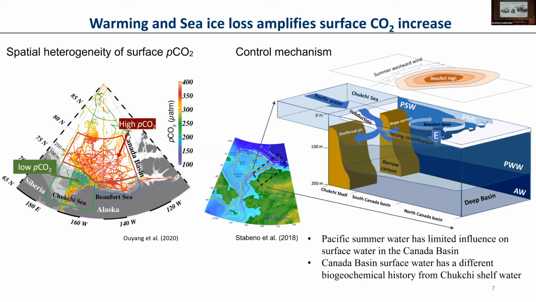On the other hand, when the sea ice melts in the Canada Basin, this fresh water is floating at the very top surface. That will strengthen the stratification and limit the nutrient supply from the subsurface. Without nutrient supply, the primary production at the surface is very weak and cannot last for a long time. So the pCO2 there can increase very quickly due to the CO2 uptake from the atmosphere.